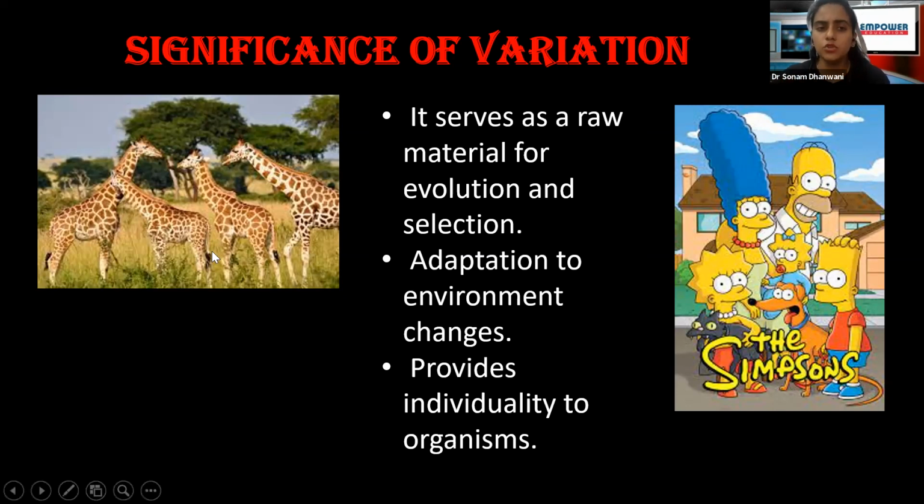Okay, so this is a classic example that variation serves as a raw material for evolution and selection. Evolution and selection is a theory which was studied by Darwin. You'll be studying about it in detail in your next classes. So Darwin just studied about this, and this is also just an example to tell you that these changes of variation also help us to get adapted to the environmental changes, correct? And it provides individuality to organisms.